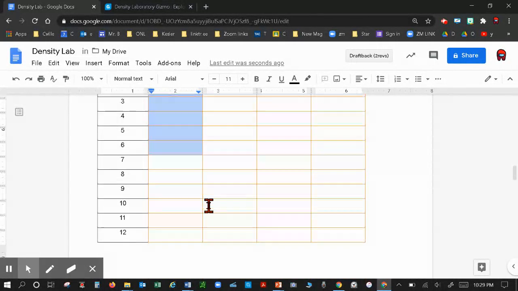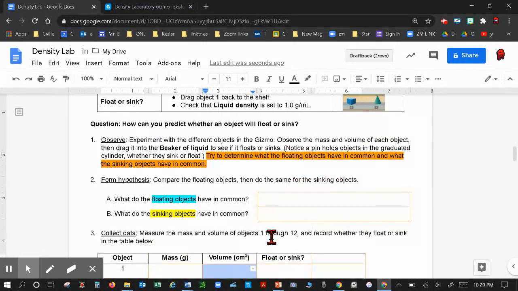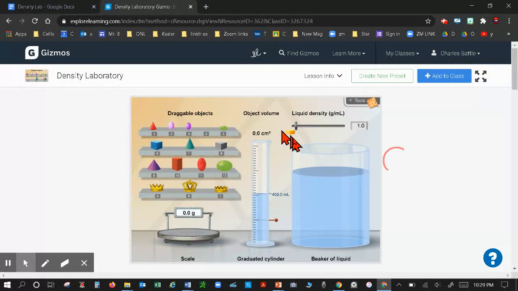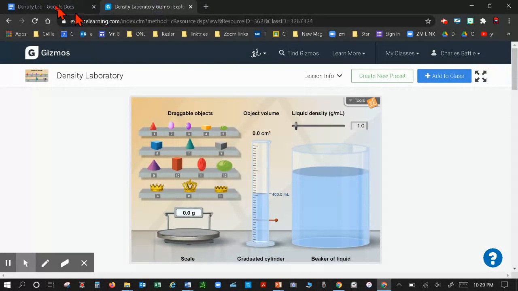That's numbers 1 through 12. Get all of the volumes of them. And then tell me, do they float or do they sink? And that will come from dropping them into the liquid over here of the actual beaker itself. So tell me whether they float or they sink. For right now, leave this final column alone and fill this table out with the mass, the volume, and whether or not they float or sink based on your experimentation.